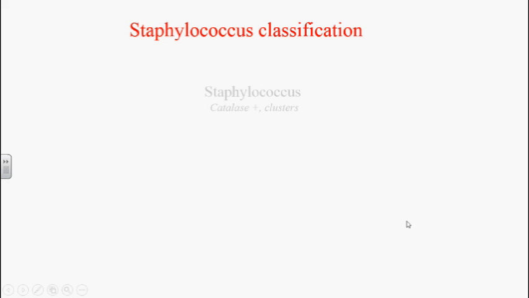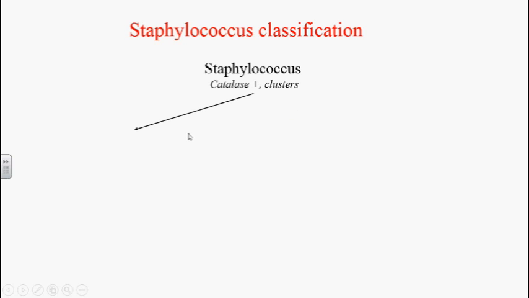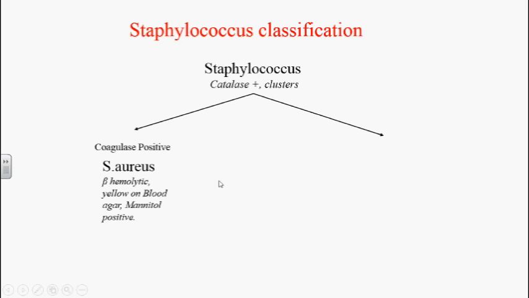Staphylococcus classification. Staphylococcus organisms are catalase positive. They can produce catalase enzyme, and on gram-stained smears they look like clusters or bunches. These are classified into two groups. One is the coagulase positive group. In coagulase positive we have Staphylococcus aureus, which is beta hemolytic, and on blood agar it produces yellow or golden yellow colonies. Staphylococcus aureus always ferments mannitol. They are mannitol positive when compared to coagulase negative Staphylococcus.